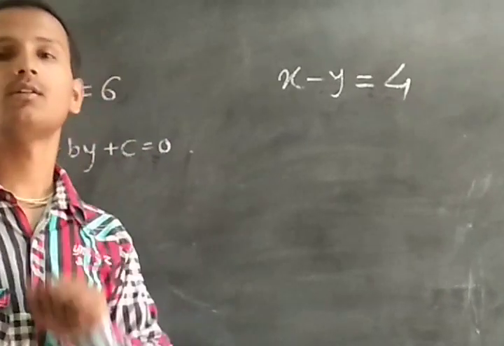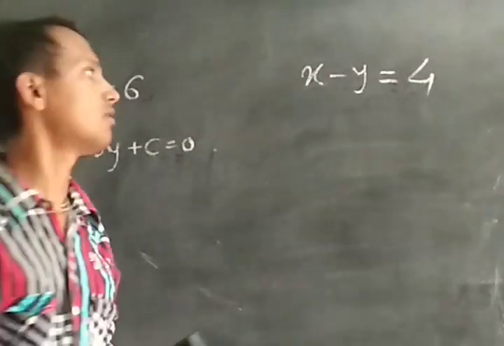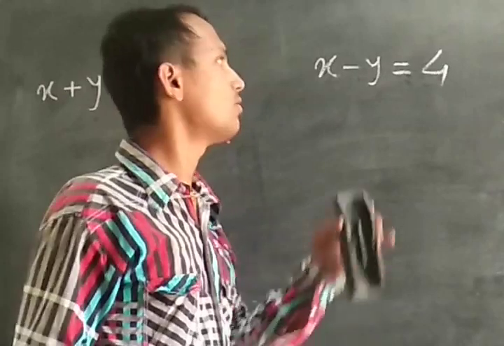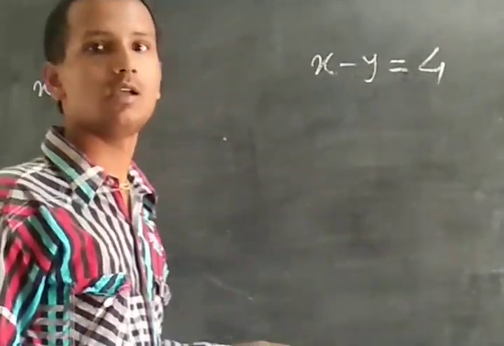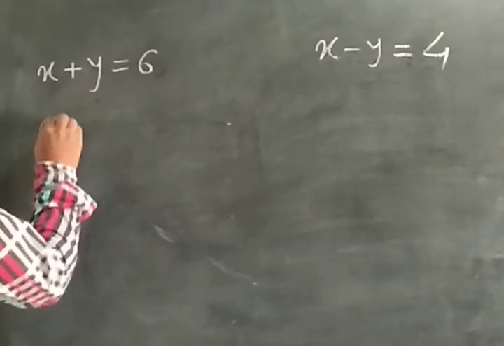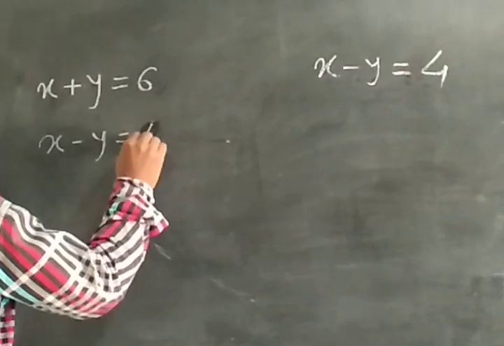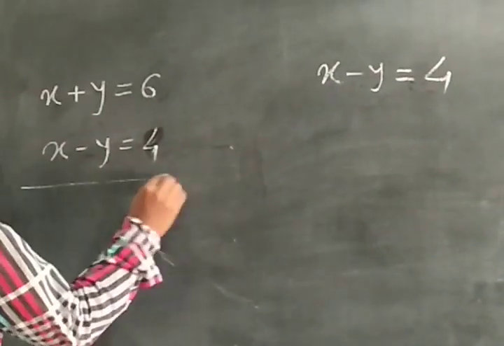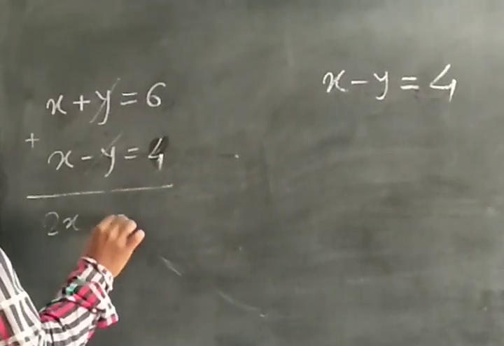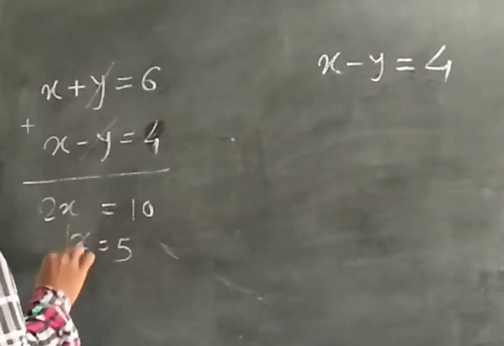There are two methods for solving the equations. One method is the elimination method. In that, we remove one variable from the equations and find out the value of the other variable. x plus y is equal to 6, x minus y is equal to 4. In that case we add these two equations. After adding, what do we get? 2x is equal to 10. Therefore x is equal to 5.